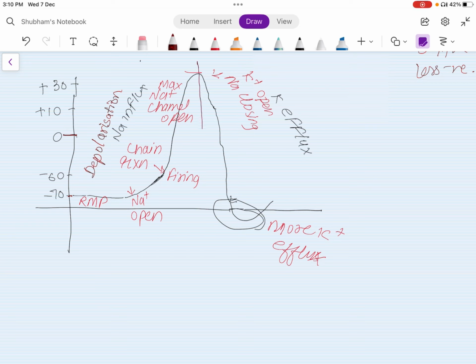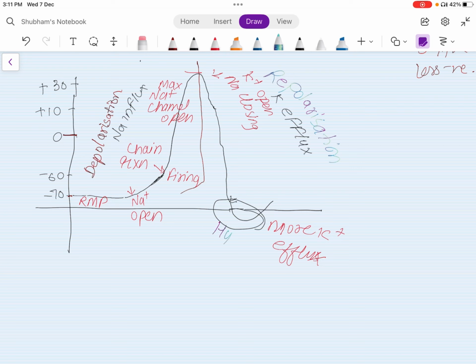What do we call this phase? This is depolarization, and this phase is repolarization, right? We are trying to bring it from zero back to minus 70. Yes, it goes up to positive, but that's not a concern. It's just trying to go back to zero, right? It's going more negative now. What happened here?